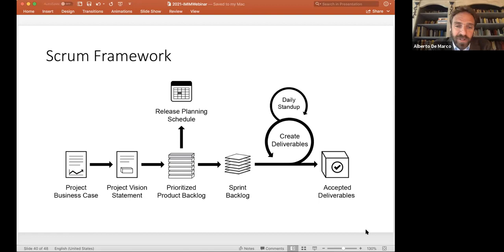The Scrum framework establishes that a project should have a business case and a project vision. And out of that long-term project vision, one can create a prioritized list of features or requirements for the final product. And then you start by creating the product iteratively every 2 weeks, starting with what is at the top level of priority before other requirements.